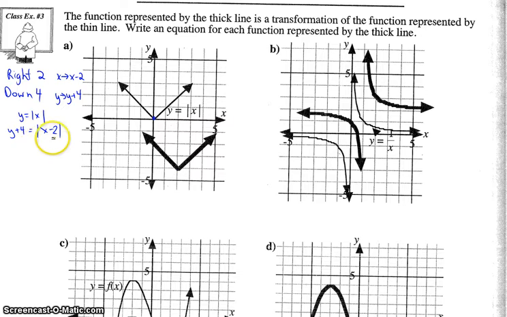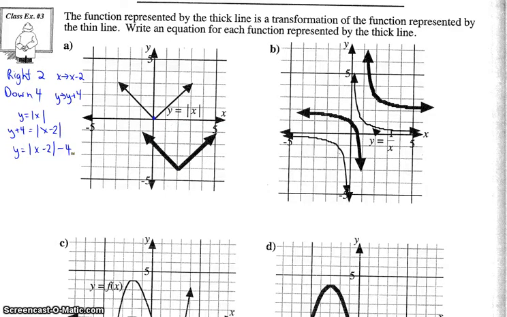We could also subtract 4 to the other side. It does not go inside the absolute value, it goes outside of it, and you'd have the absolute value of x minus 2, and then minus 4. All right, great job. Now I'm going to do B with you, and then you guys are going to do C and D as well on your own. But B is a little bit tricky, so that's why I'm going to do that one with you.